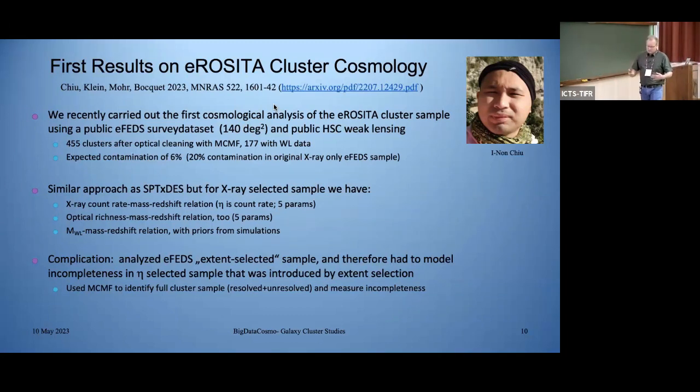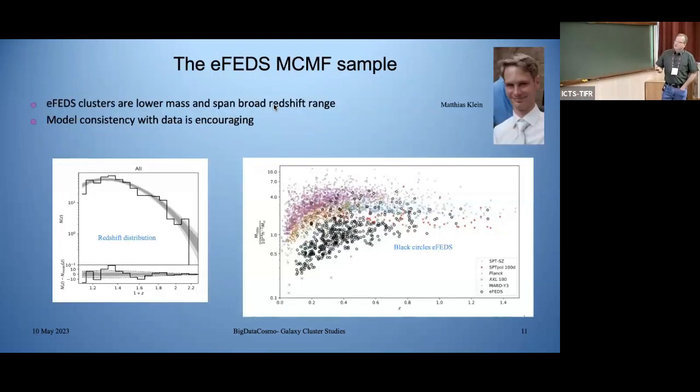And so we had to do that, and we were able to use this MCMF to identify the full cluster sample with resolved and unresolved sources, and compare that to only the resolved sources, and we're able to build a completeness model. And of course, we have a couple of degrees of freedom added to allow for uncertainties in that completeness. Here's the EFEDS sample itself, mass versus redshift. The black circles are EFEDS. You can see basically they extend to reasonably high redshift.